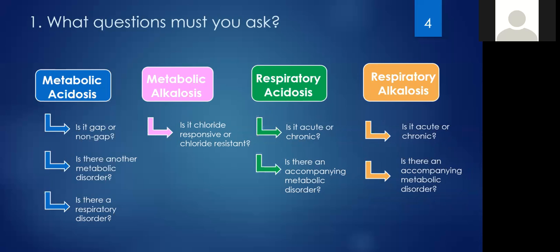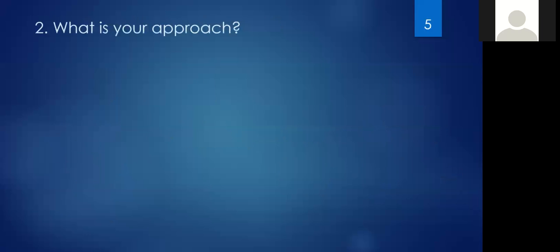So for a metabolic acidosis, the first thing you got to do is figure out, is it gap or non-gap? The next question you've got to answer is there another metabolic disorder? And then lastly, you got to ask, is there an accompanying respiratory disorder? Okay, for the metabolic alkaloses, really just got to figure out, is it chloride responsive or chloride resistant? For our respiratory disorders, for both our acidosis and alkalosis, the two questions you've got to ask is it acute or chronic, and is there an accompanying metabolic disorder? Okay, so that's our first critical slide.